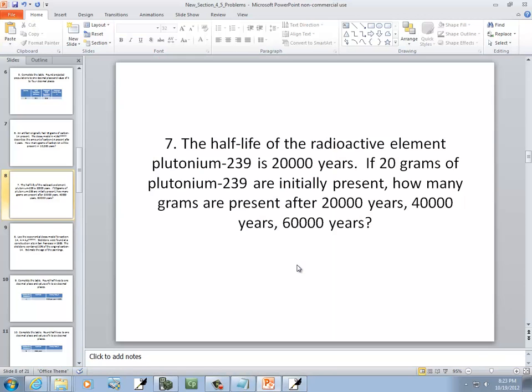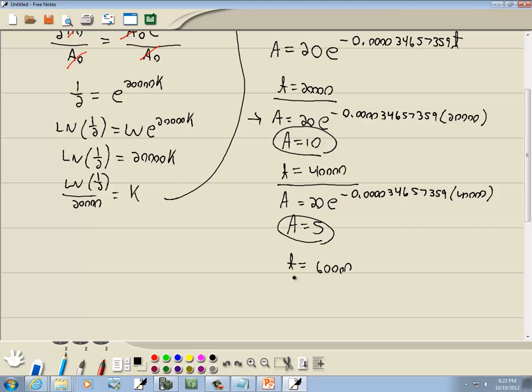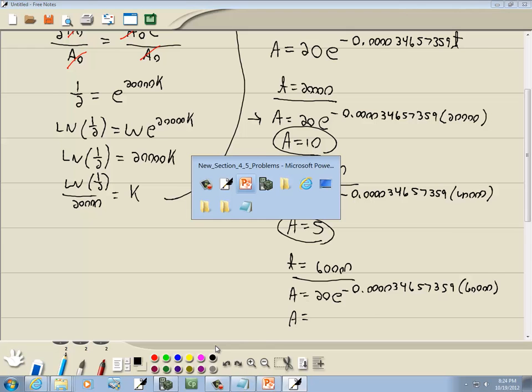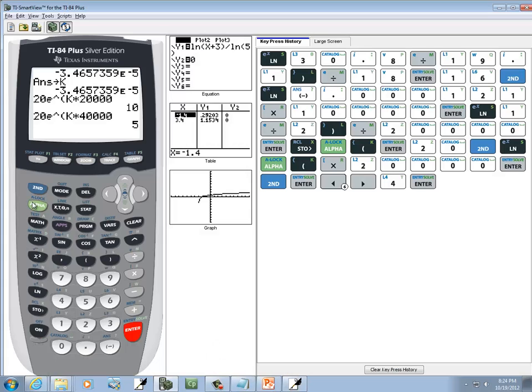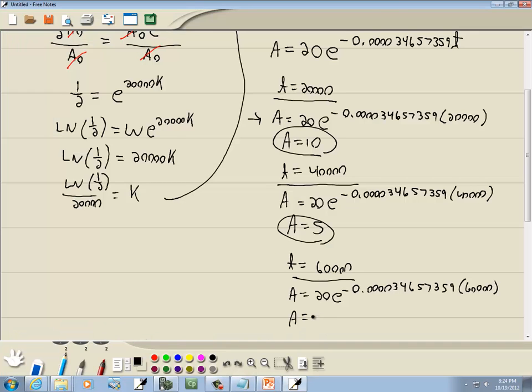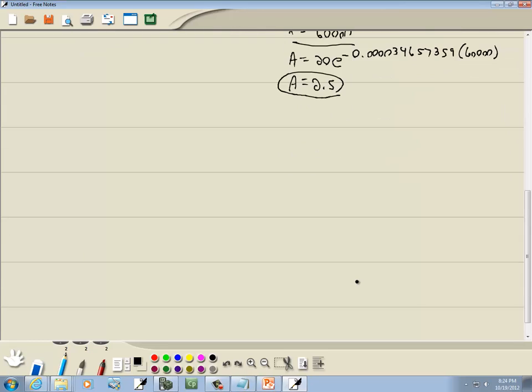And then our last one, probably 60,000. So I have A is equal to 20 e to the negative 0.000034657359 times 60,000. Now again, if you're not very good with the calculator, just type it all in. It's not that hard. But I'm going to do a second enter because I'm lazy, and I'll change this to 6. And we get 2.5. And those will be our answers for that particular problem.